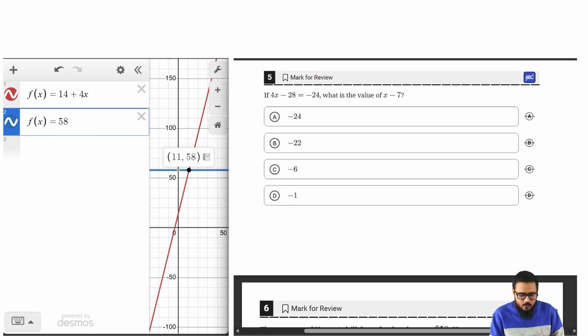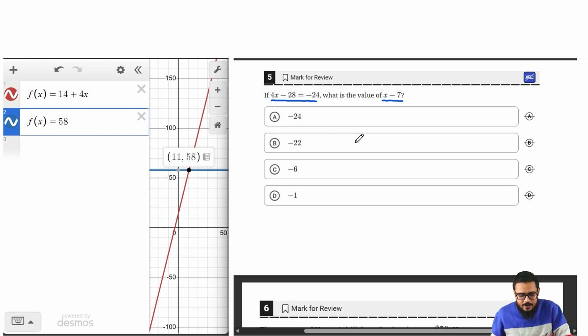So we have a linear equation with us: 4x minus 28 is equal to minus 24. I'm looking to find out the value of x minus 7. Now, if you look very carefully, if this gets divided by 4, this becomes x. 28 divided by 4 is actually 7. So I'm supposed to divide this entire equation by 4. If I divide this entire equation by 4, I will get the value of x minus 7.